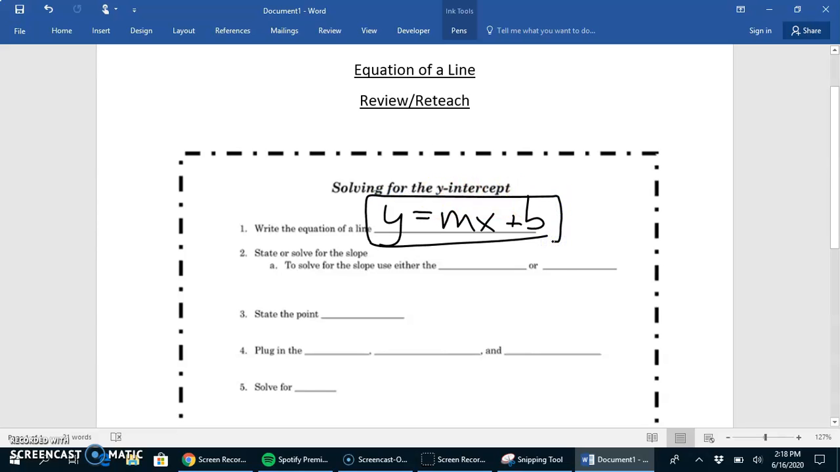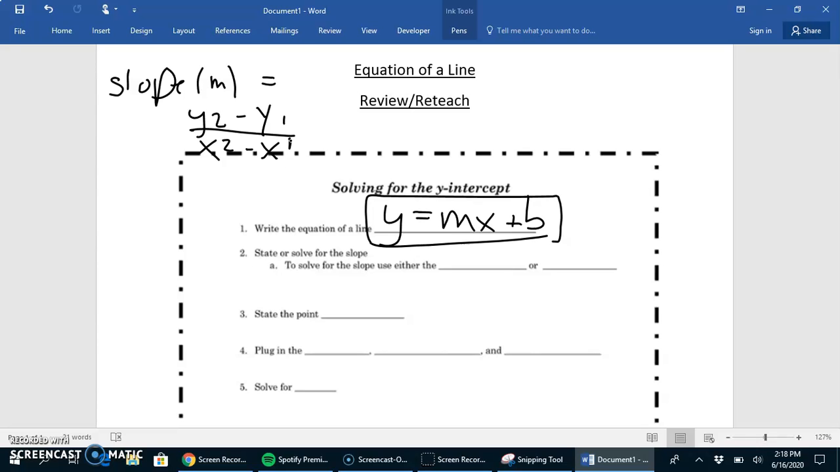Do you remember what the equation to find a slope is? I'm going to put it right up here on the top. Slope, or m, equals y2 minus y1 over x2 minus x1. Okay? So those two things are different. Are you going to use the slope formula a lot of the time? Sure. But in this instance, we're going to solve for the y-intercept, and that starts with the equation of a line. All right?